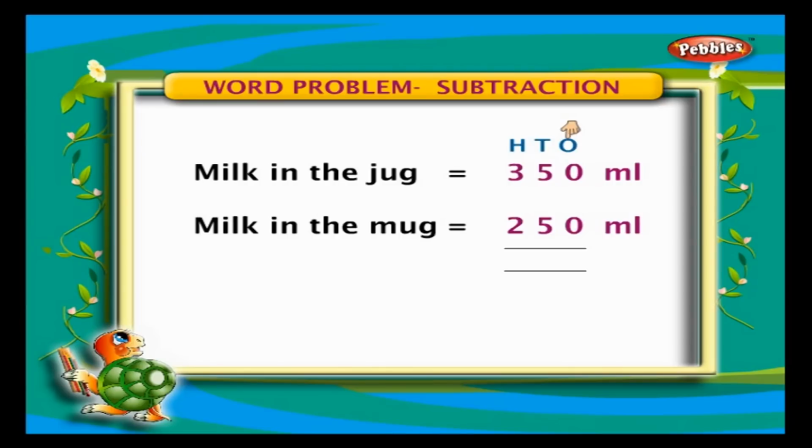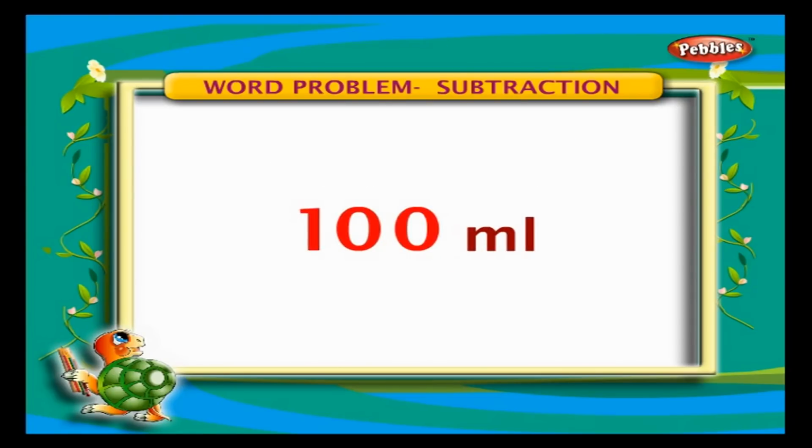Subtract 1's column, we get 0. Subtract 10's column, we get 0 again. Subtract 100's column, we get 1. So the milk left in the jug is 100 ml.